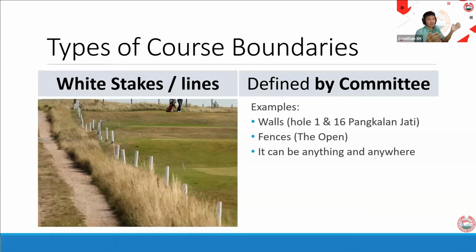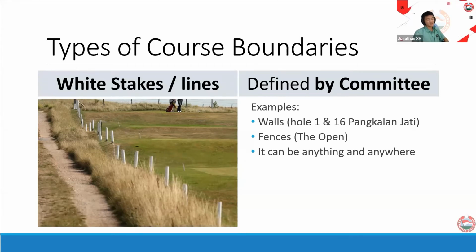And then if we watch the Open Championship, they have fences, like some metal fences. Now those fences can also be defined out of bounds, beyond the fence. They are defined as a boundary. Or it could be anything and anywhere.